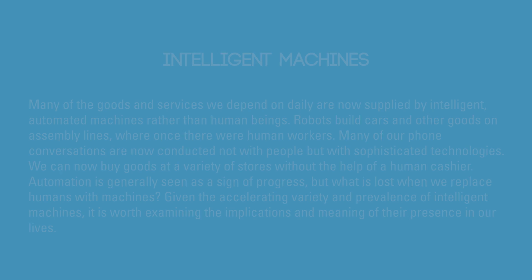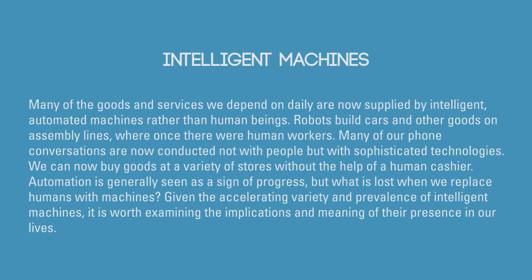Let's have a look. Many of the goods and services we depend on daily are now supplied by intelligent, automated machines rather than human beings. Robots build cars and other goods on assembly lines where there once were human workers. Many of our phone conversations are now conducted not with people, but with sophisticated technologies. We can now buy goods at a variety of stores without the help of a human cashier. Automation is generally seen as a sign of progress, but what is lost when we replace humans with machines? Given the accelerating variety and prevalence of intelligent machines, it is worth examining the implications and meaning of their presence in our lives.